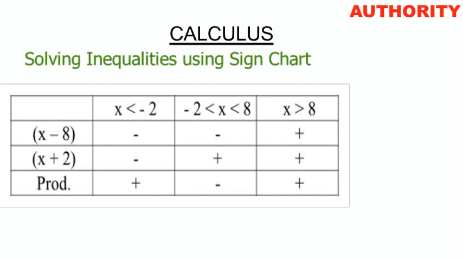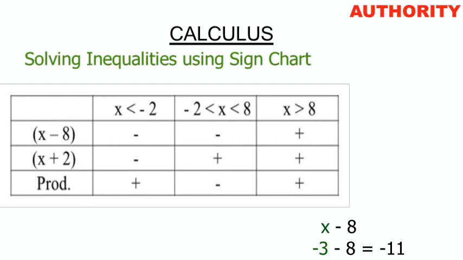When we choose a number in the first range, that is minus 2 downwards, we can actually choose minus 3, okay? So we choose minus 3, and then let's place it in the first expression, x minus 8. We have chosen minus 3 to be our x. So instead of writing the x, we will replace it with minus 3. So we'll have minus 3 minus 8. It will give us minus 11.